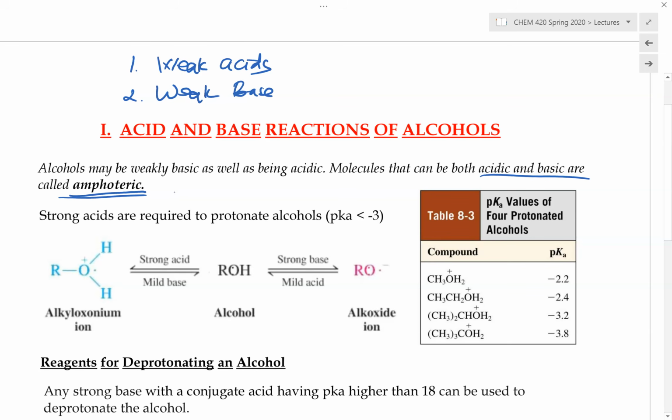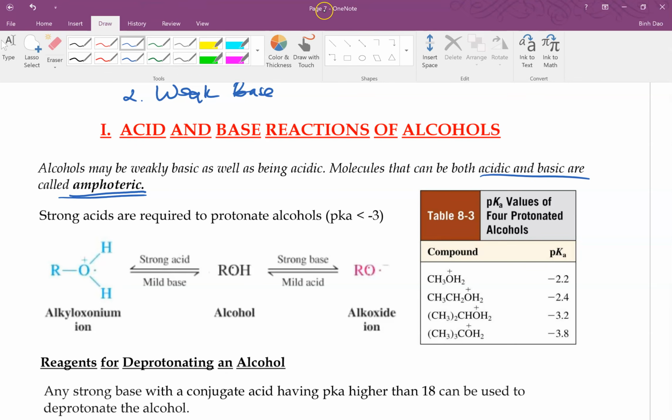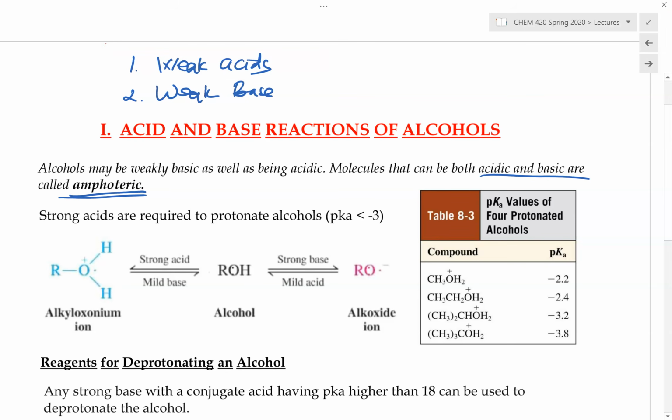Because alcohols are weak acids and weak bases, they do not undergo acid and base reactions easily unless we react them with a very strong acid or a strong base. When we take an alcohol and react it with a very strong base, the strong base will be able to pick up the proton from the alcohol, making this alcohol right here behave as an acid.